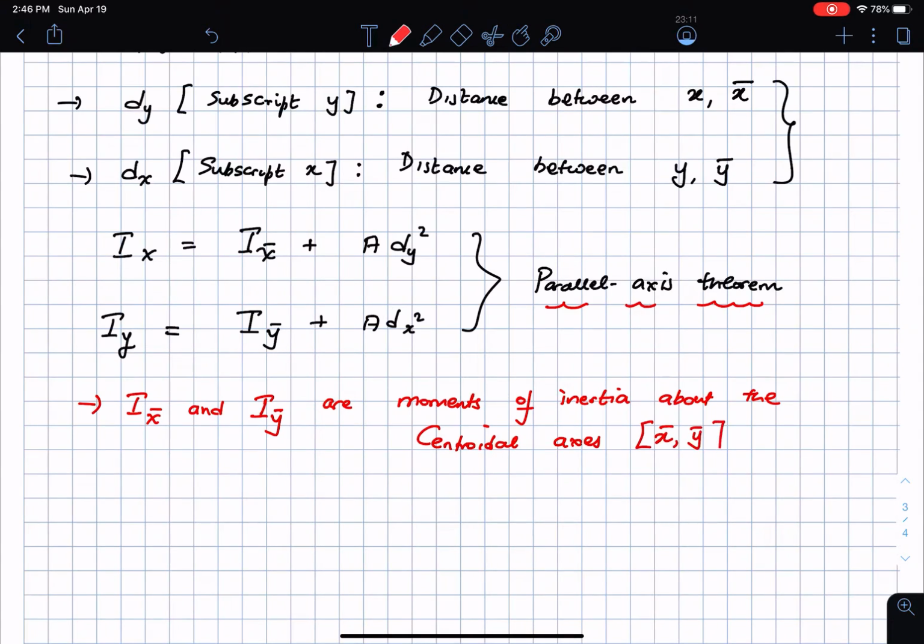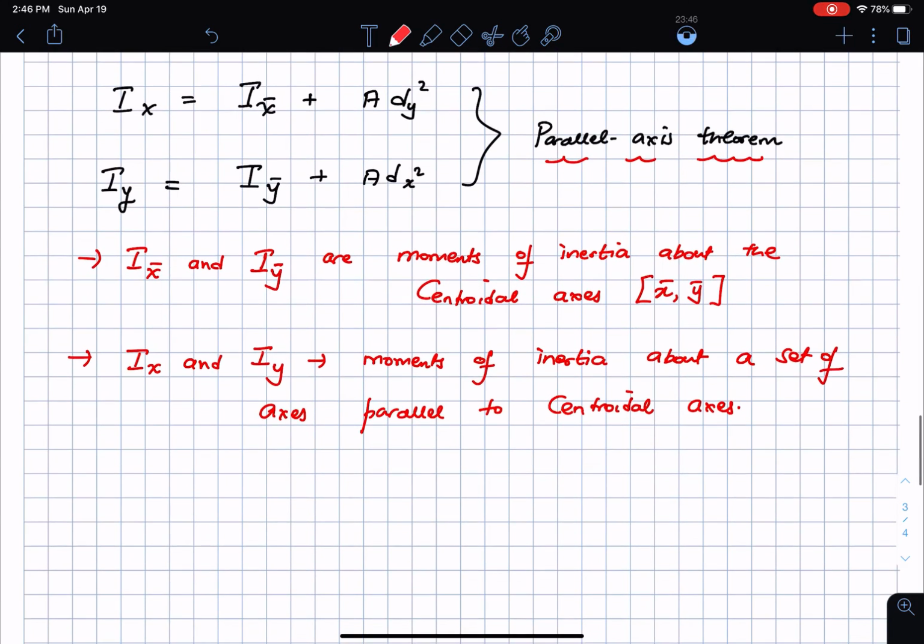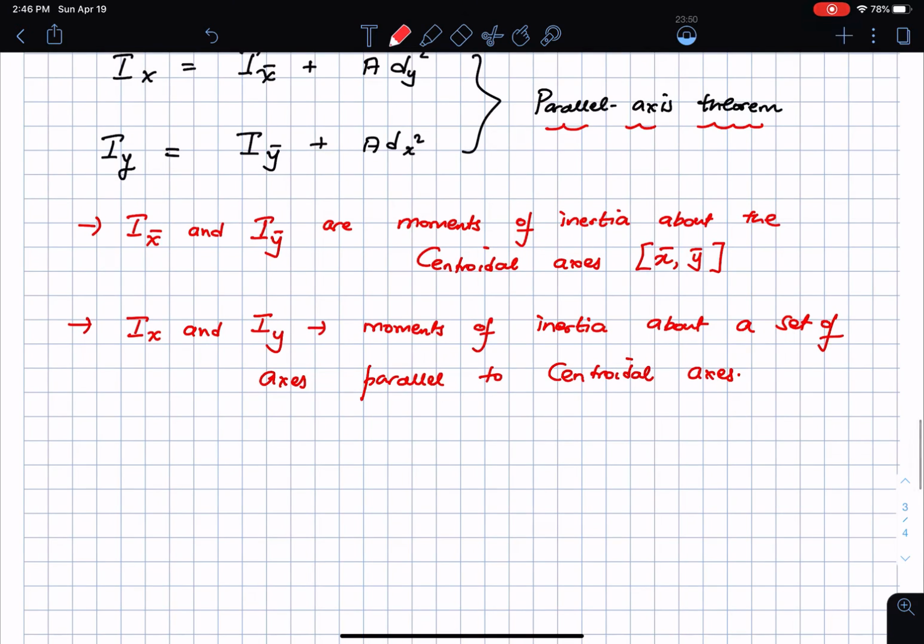Which is x bar and y bar, and then Ix and Iy are the moments of inertia about a set of axes parallel to the centroidal axis, and the distances dx and dy are the distances between the two parallel axes. Okay, the distances dx, dy are the distances between the axes xy and x bar, y bar.